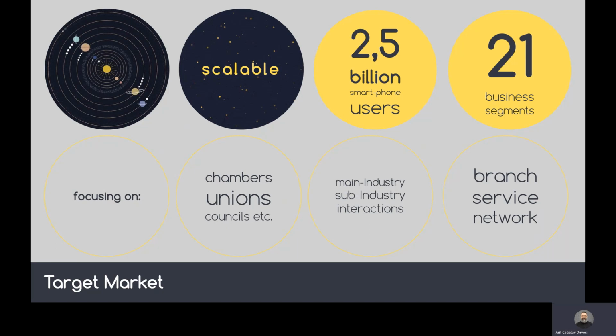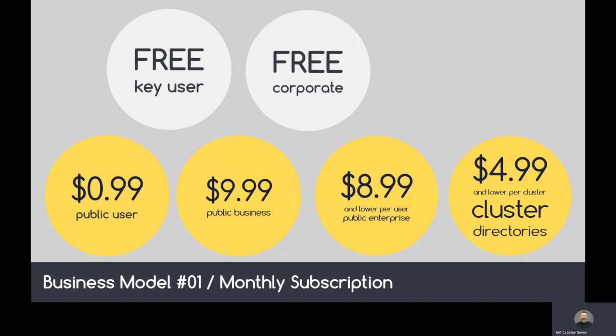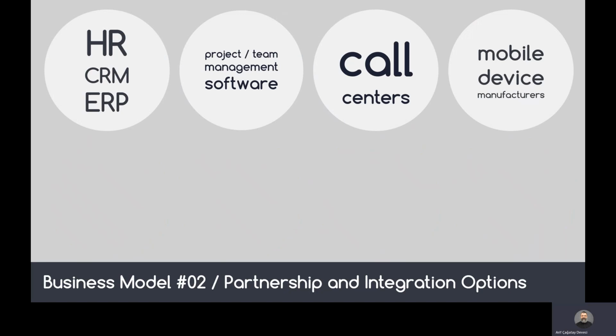So we have a few different business models. There's going to be a monthly subscription fee for each pro account that you want to publish on the circuit directory. There's going to be a single user business account, a multiple user business account, and then these cluster directories will be one of our revenue models in the future. In the future, we also want to integrate with some human resources tools, CRM tools, ERP tools, work with some call centers, maybe come as the default contact management tool in different mobile devices.